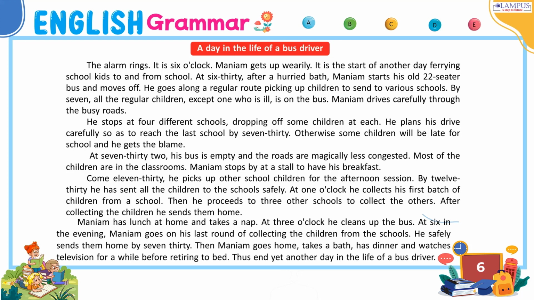By 7, all the regular children, except one who is ill, are on the bus. Manin drives carefully through the busy roads. He stops at 4 different schools, dropping off some children at each. He plans his drive carefully so as to reach the last school by 7:30. Otherwise some children will be late for school and he gets the blame.